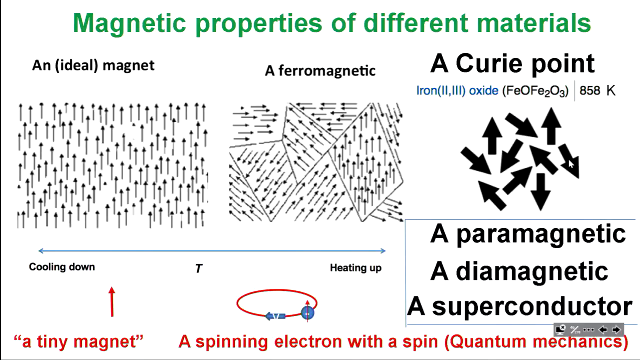Now we have to talk a little bit about magnetic properties of materials in general. So this is a permanent magnet, very strong. If by mistake I had it attached to something else, it's actually really hard to take them apart.